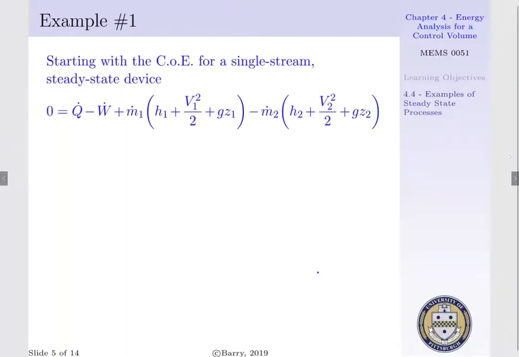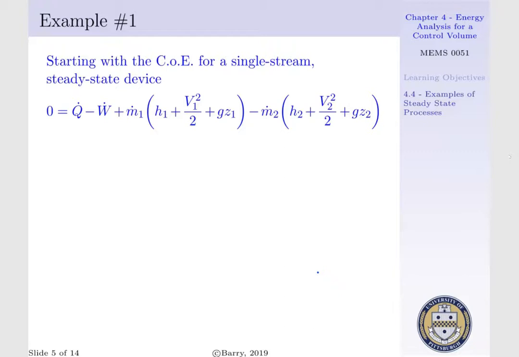We will start by expressing our conservation of energy equation for a single stream steady state device. Our time rate of change of energy is equal to 0. Thus, 0 is equal to the rate at which heat is supplied, Q dot, less the rate at which work is done, W dot, plus our mass flow rate into our system, M dot 1, carrying an enthalpy H1, a kinetic energy V1 squared over 2, and a potential energy GZ1, less our mass flow rate out of our system, M dot 2, carrying an enthalpy H2, a kinetic energy V2 squared over 2, and a potential energy GZ2.